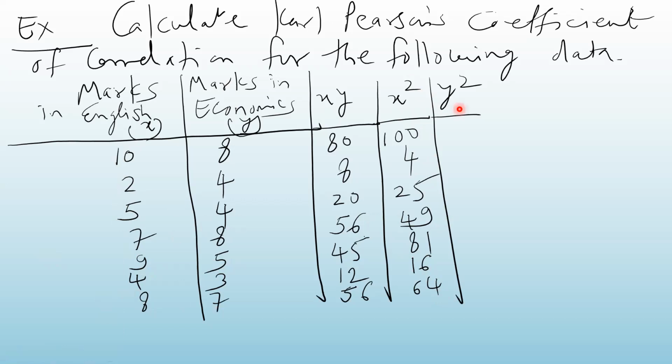Okay. Now find out Y square. These are your Y values. 8 square, 64. 4 square, 16. 4 square, again 16. Then 8 square, 64. 5 square, 25. 3 square, 9. And 7 square, 49. Okay. So we have calculated the column Y square.